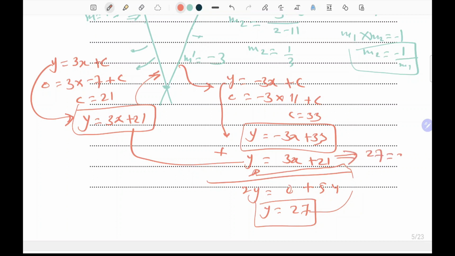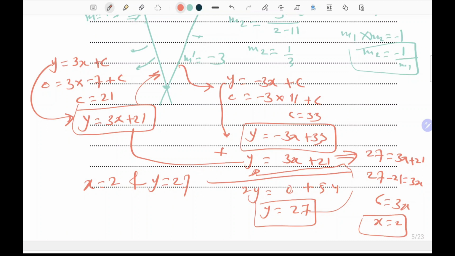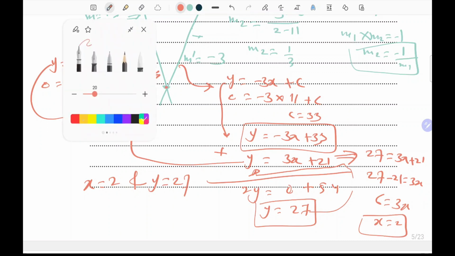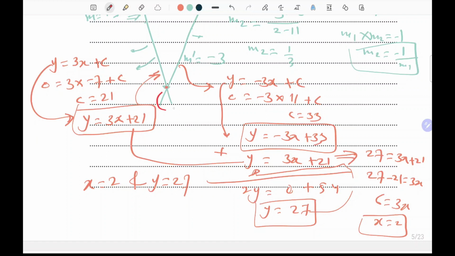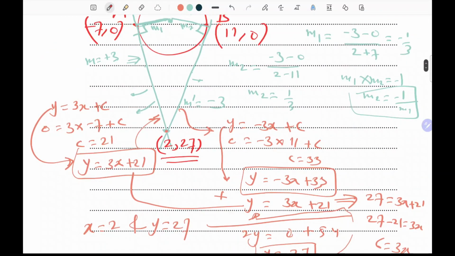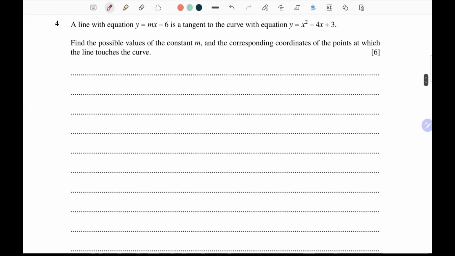So this is 27 and this is 3x plus 21. So 27 minus 21 is 3x, right? So here 6 equals 3x, x equals 2. So when we solve these two, we got x equals 2 and y equals 27, right? It means, guys, this point has coordinates 2 comma 27, right? So the final answer will be 2 comma 27. Of course, when you write this in the exam, you have to write neat and clean so that the examiner can understand what you have written.